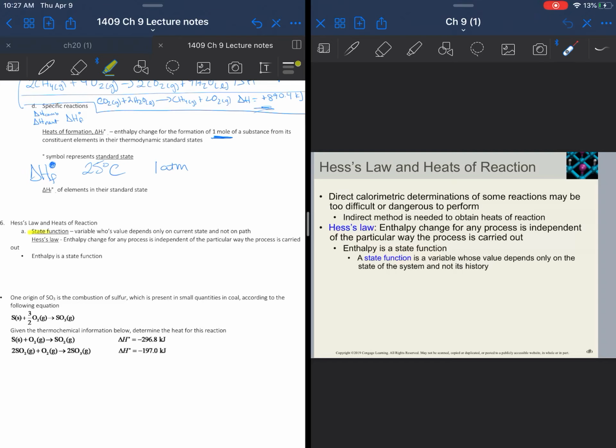This is going to be Chapter 9, Part 4. We've talked about and defined enthalpy, and now we're going to use enthalpy to solve more problems using Hess's law. Now, Hess's law relies on the fact that enthalpy is a state function.